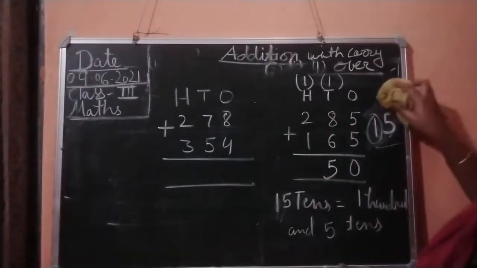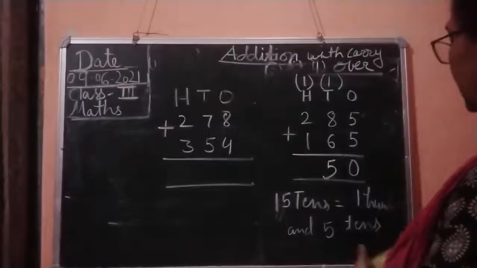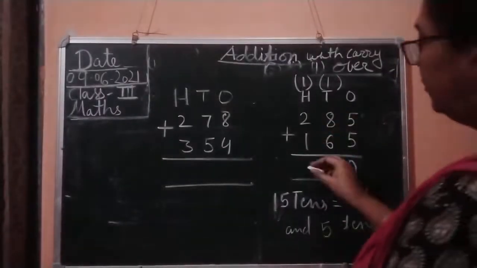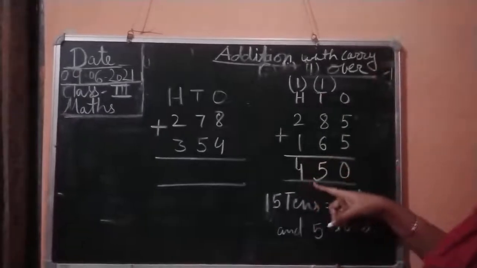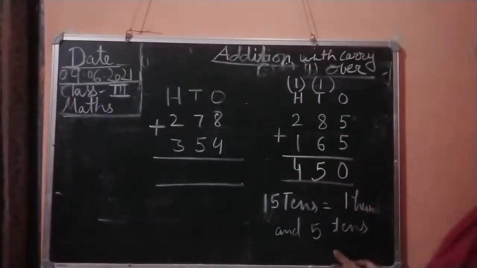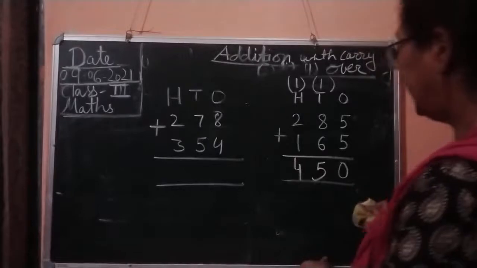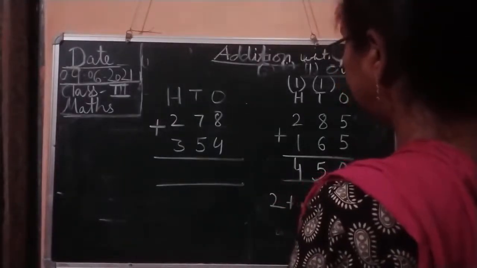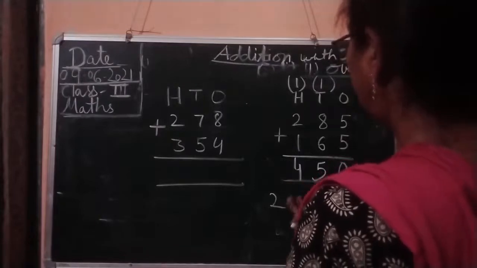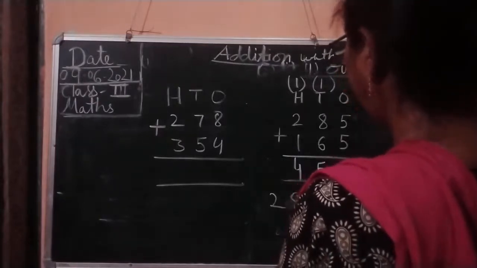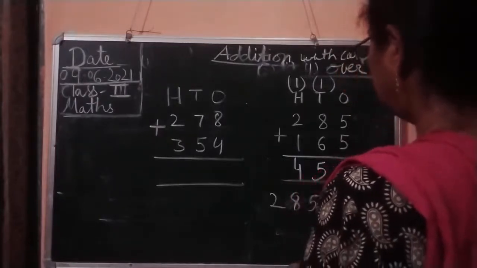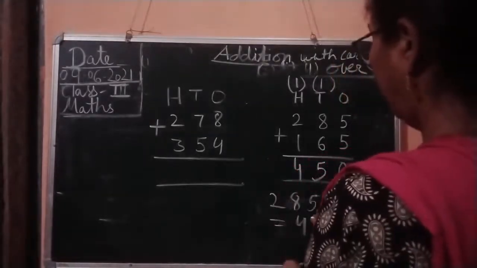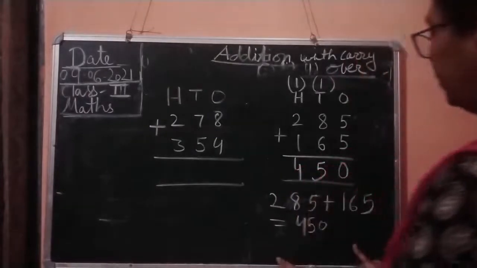Now, children, first of all 2 and 1, this is 3 and 1, 4. So the answer is 450. Okay, so we'll write like this also, 285 plus 165. Okay, the answer is 450, children. So what will we write?